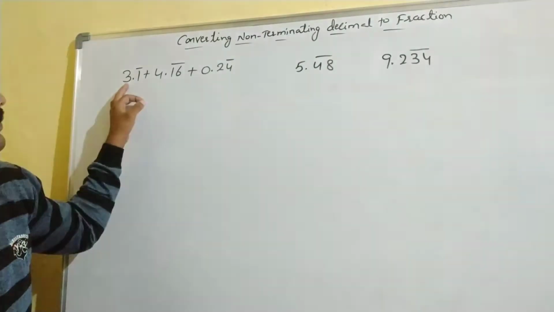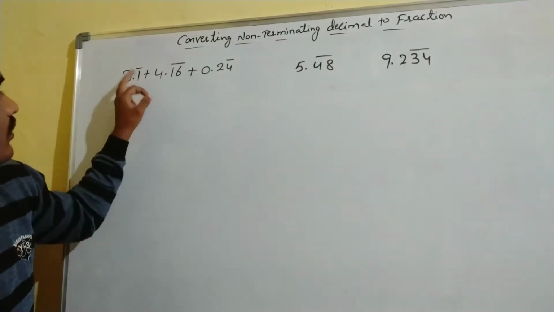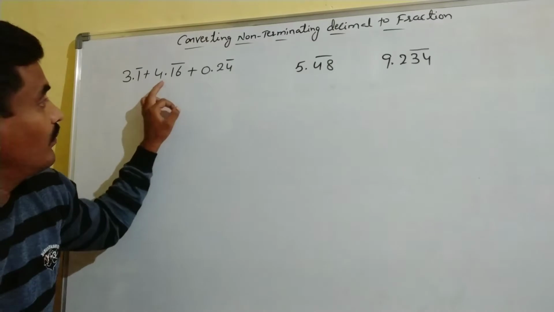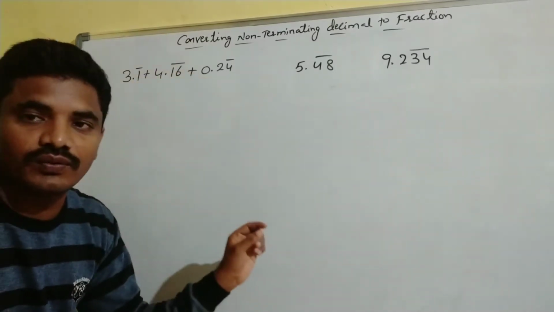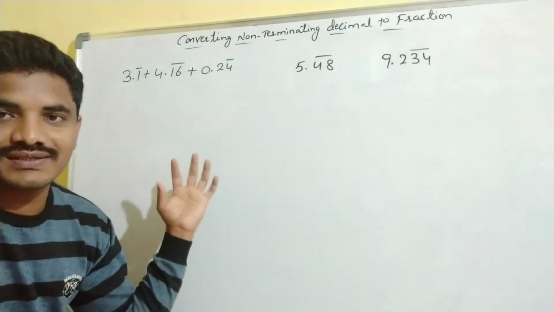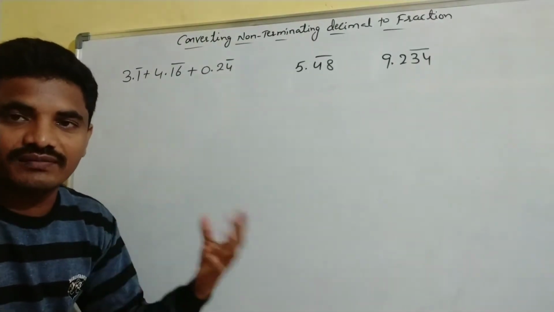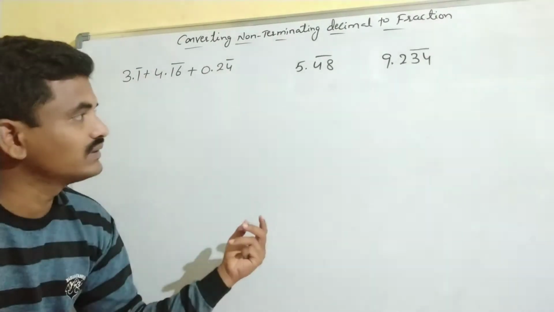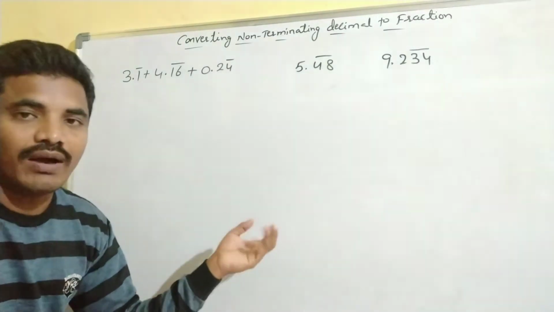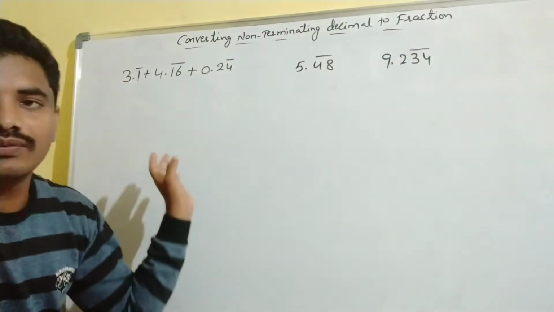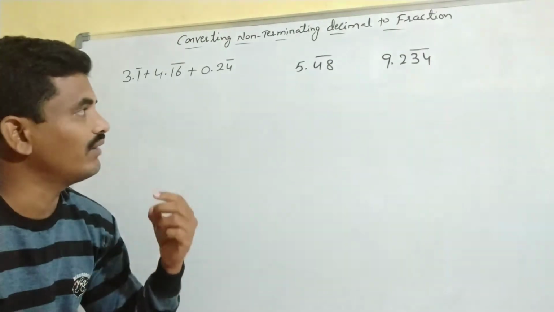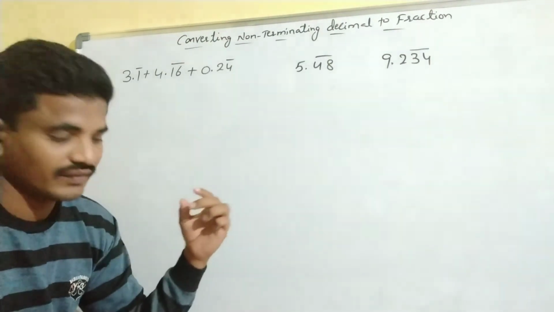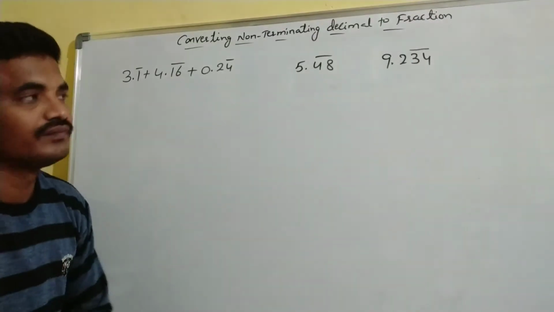Like here: 3.1 bar plus 4.16 bar plus 0.244 bar. So what is the sum? Such questions may come in such examinations. So we have to first convert them into fractional form. To convert them into fractional form, we have a small trick. So how to convert them?